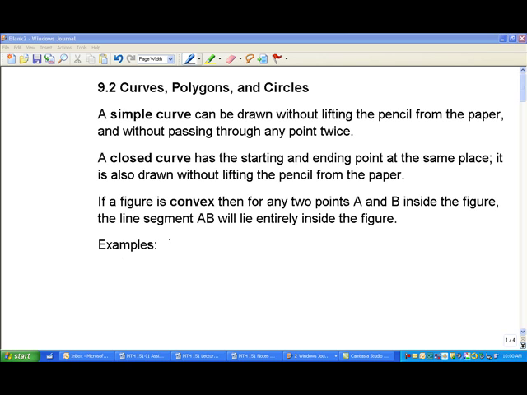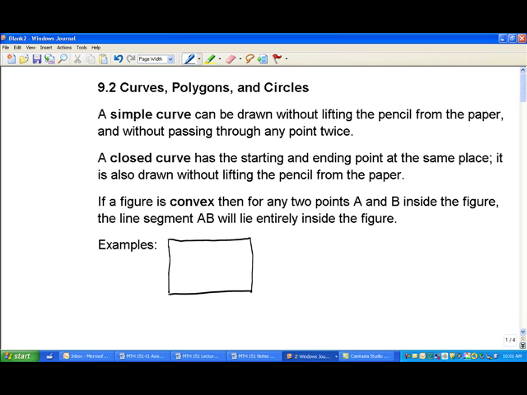So an example of a simple curve, and I know this isn't very straight, would be a rectangle. A closed curve has a starting and ending point at the same place. It is also drawn without lifting the pencil from the paper. So the rectangle I drew, and let me make sure I close that corner there, is also a closed curve. All right.